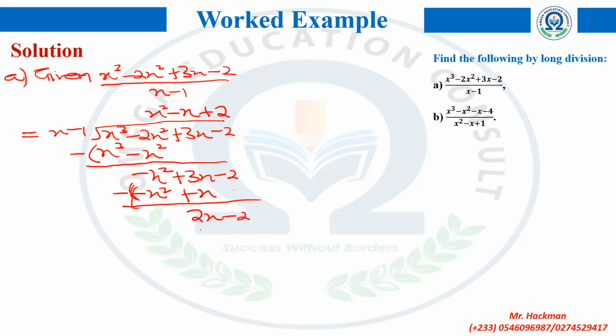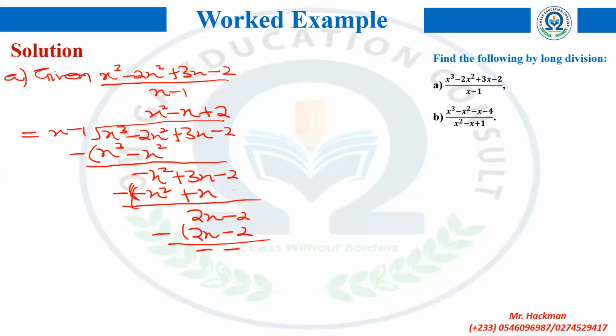This time this will give me 2x. This time this will give me minus 2. So if I subtract, I'm going to get 0. If you like, you can put this one there or write 0 there. There are no issues. So now once you are able to get this, it means we need to draw our conclusion.